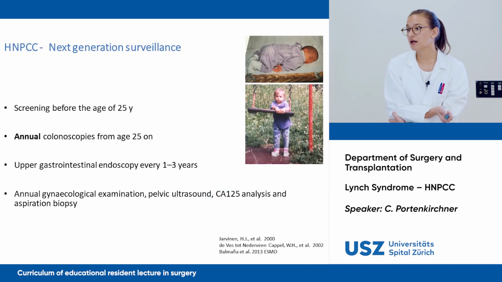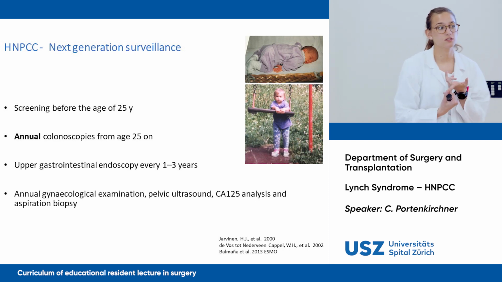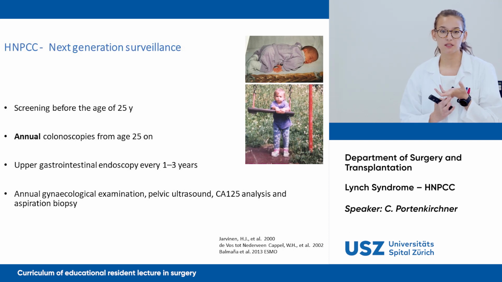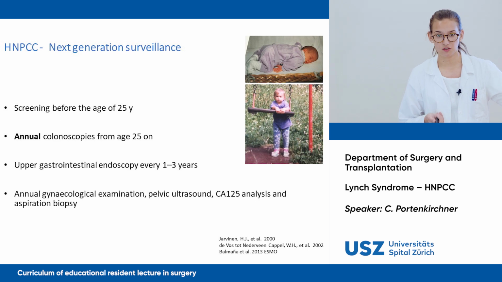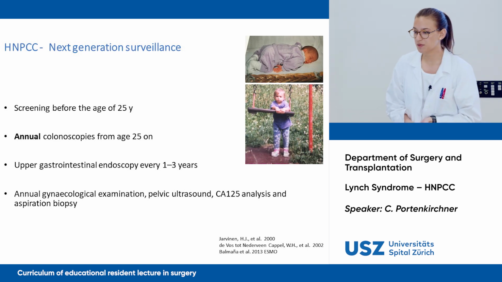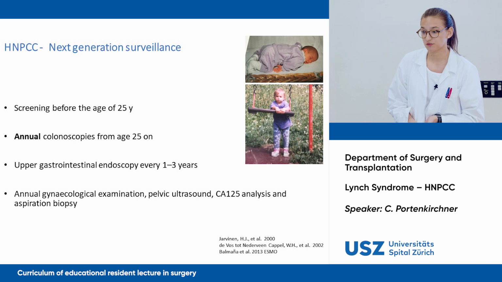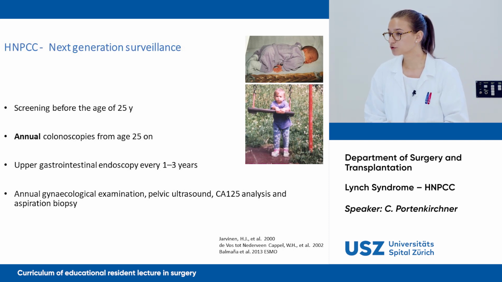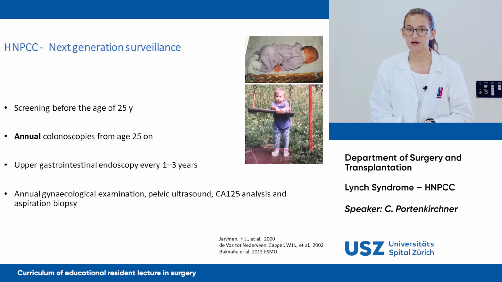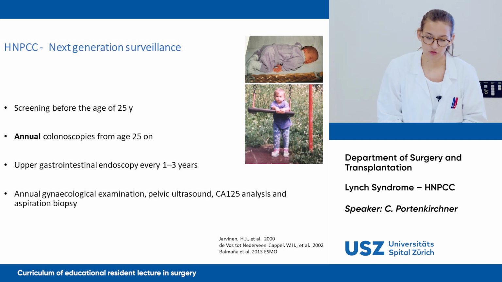What is important now? We identified our patients, we talked, we had a look with them, we did perfect treatment for them, we had a look at adjuvant chemotherapy, and now it's important what we should do with the next generation. The next generation has to be screened before the age of 25. Colonoscopies should be performed every 1 to 3 years. Upper GI endoscopy has to be performed, and in women we have to perform annual gynecological examinations with tumor markers and biopsies.